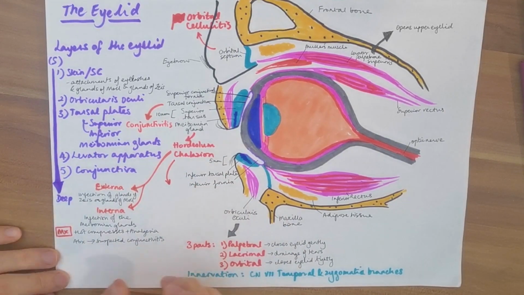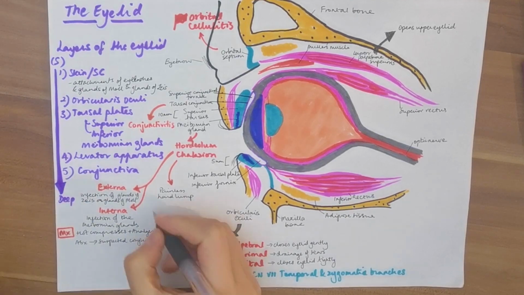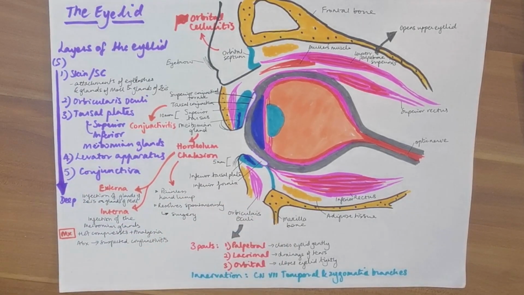Similarly, a chalazion is a blockage in the meibomian glands causing inflammation, and it presents with a painless hard lump or cyst within the eyelid, and these usually resolve spontaneously, but if it doesn't, you can manage surgically.